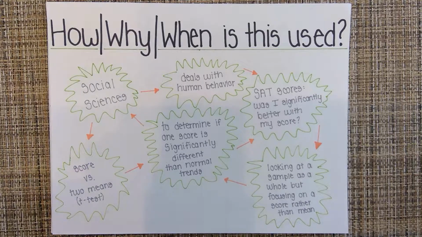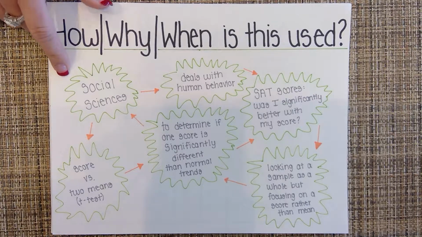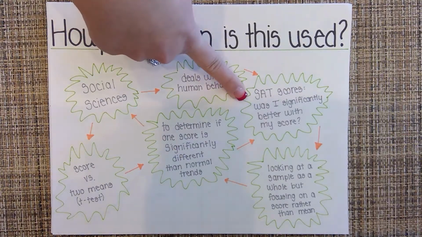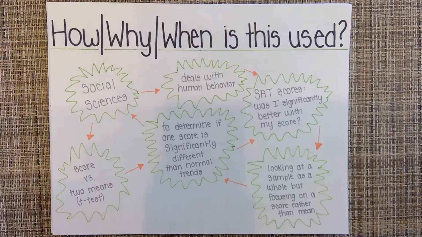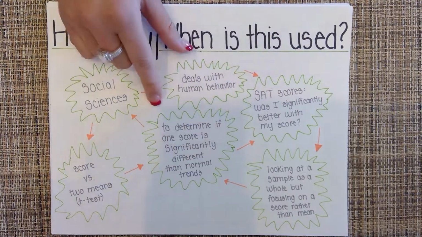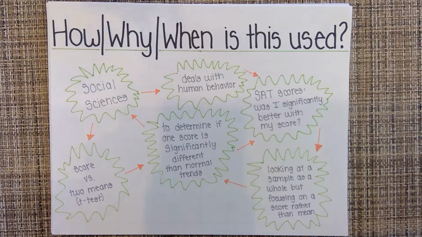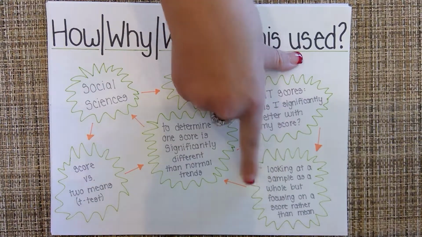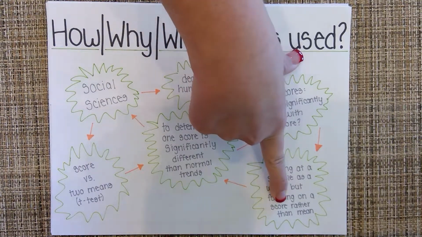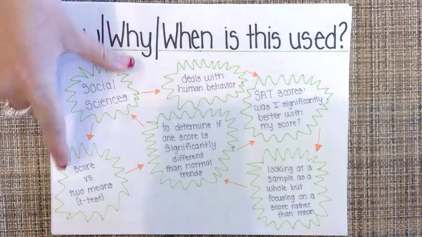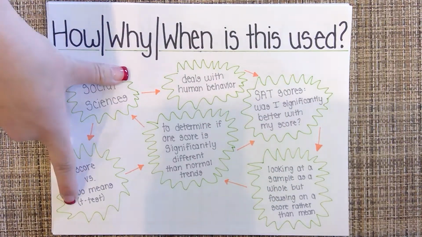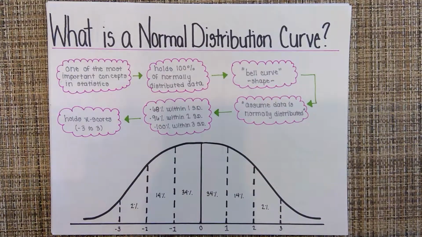So how, why, and when is this used? It's used in social sciences, deals with human behavior, so you may be talking and say, well, was my SAT score significantly higher than the average? That's what you could use this for, to determine if one score is significantly different than normal trends. So was yesterday significantly warmer than the average? Looking at a sample as a whole, but focusing on a score compared to the mean. So rather than two means, you're going to look at a score because two means would constitute a t-test.